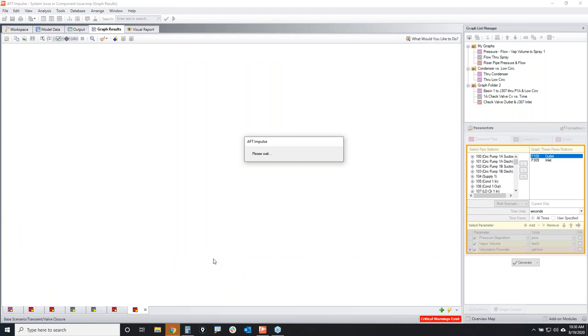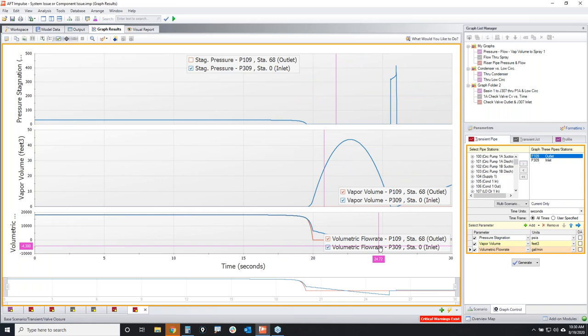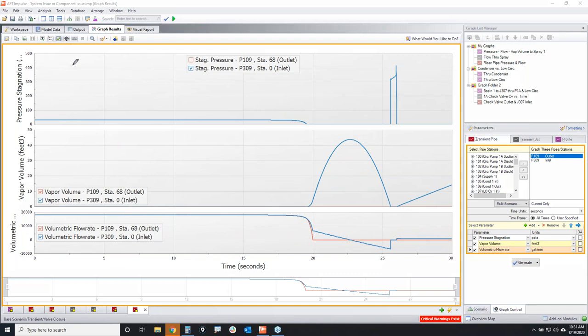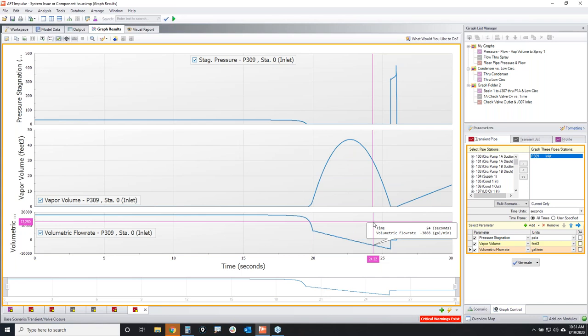So one thing that you're going to see for sure is that when you are doing Waterhammer analysis, graphing is essential to being able to understand what's really going on in your system. And so I have three graphs. I have pressure on the top, vapor volume, and volumetric flow rate. And I'm going to turn off the upstream side of the valve, which I'm going to actually just remove that. That's better.